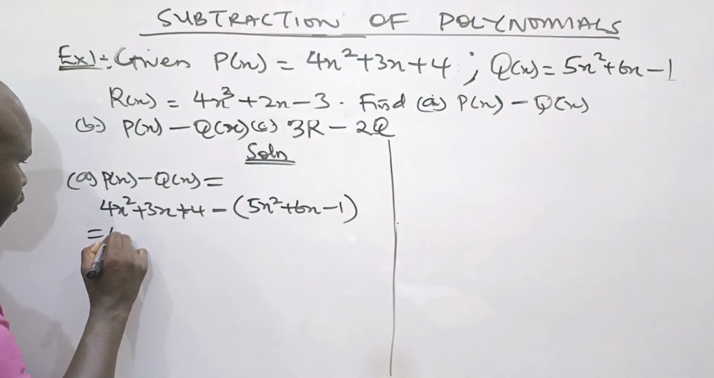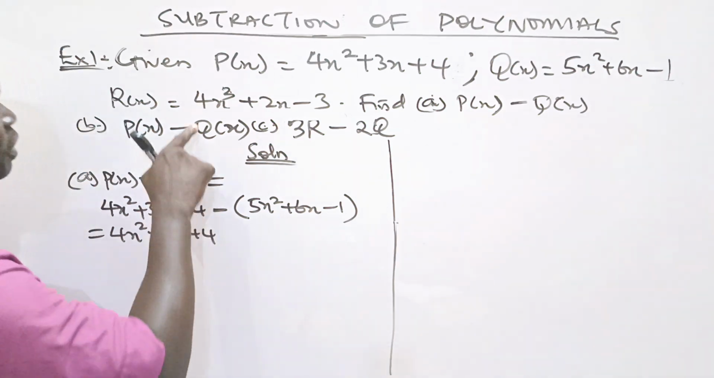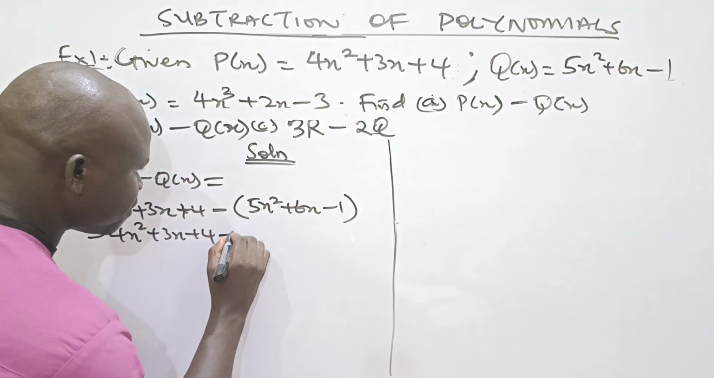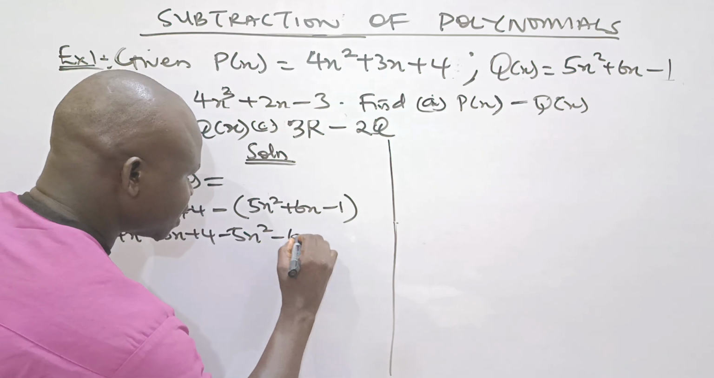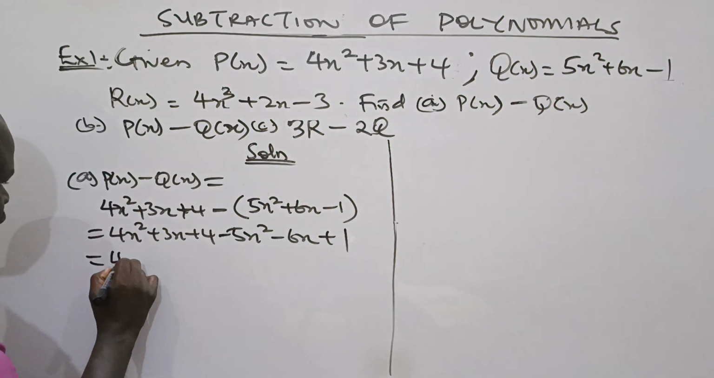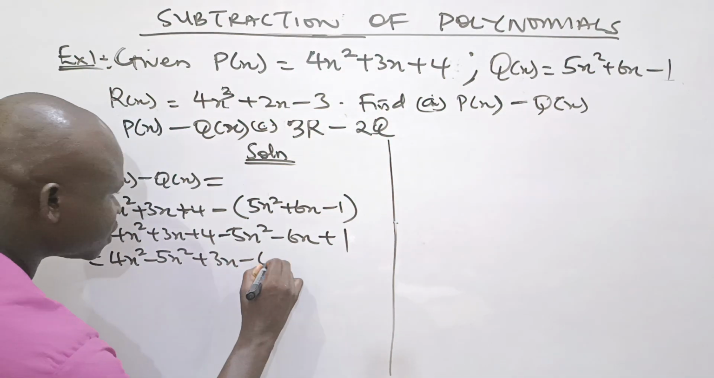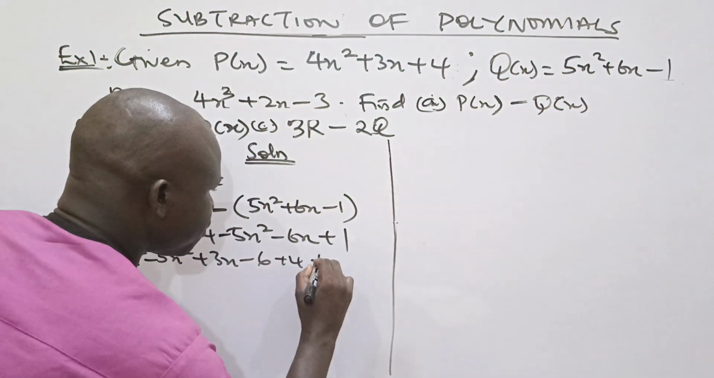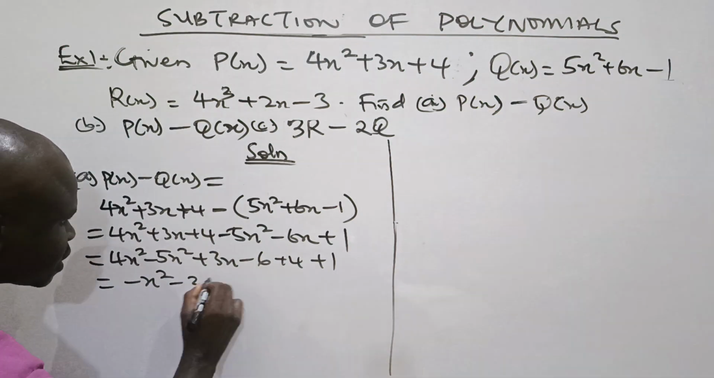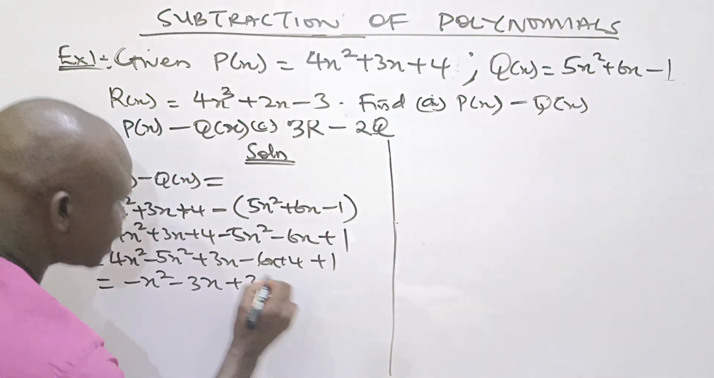So we are going to have 4x squared plus 3x plus 4. The minus here, which is the operating sign, is going to control everything there. So we have minus 5x squared minus 6x plus 1. Then we can now do the grouping here: 4x squared minus 5x squared, plus 3x minus 6x, plus 4 plus 1. At the end of the day, we are going to have minus x squared minus 3x plus 3. That's what we are going to get.